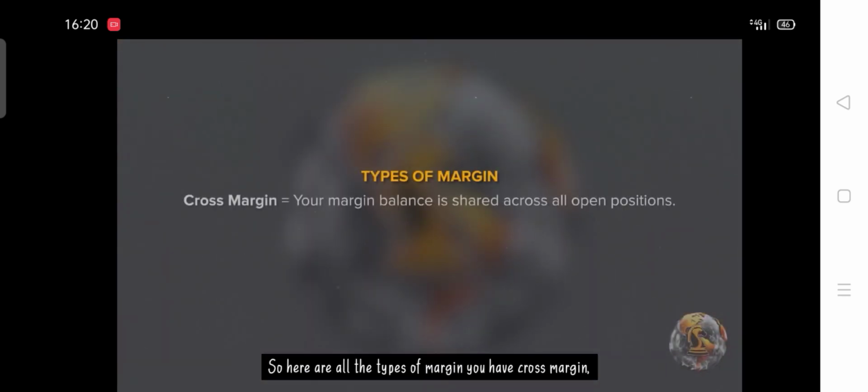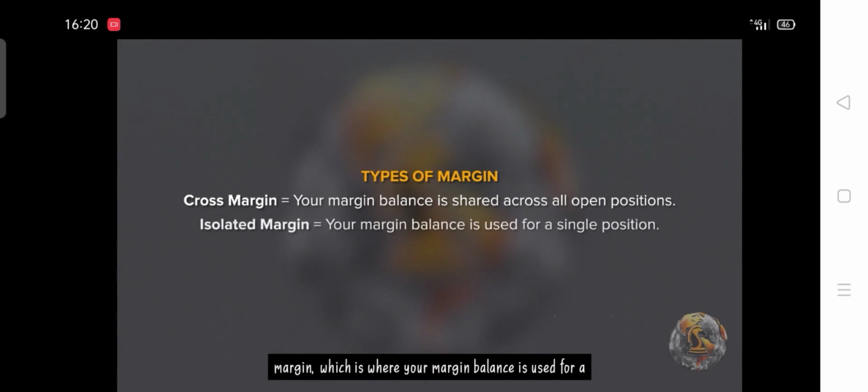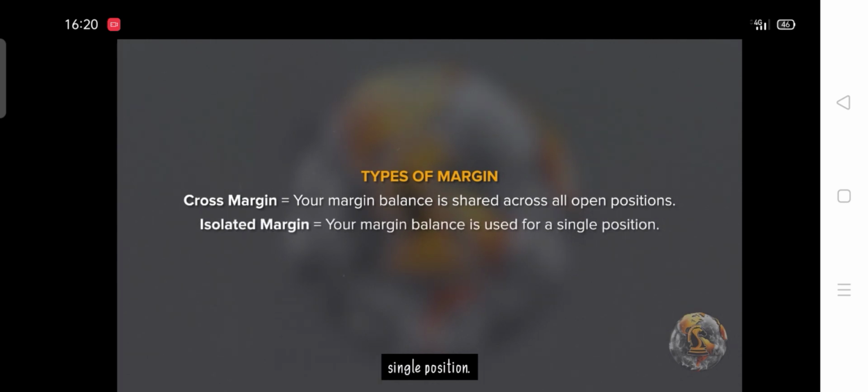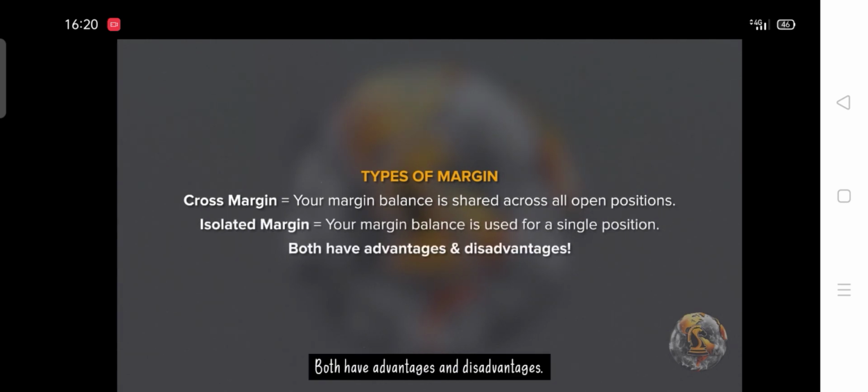You have cross margin, which, as the name suggests, is where your margin balance is shared across all open positions. And you have isolated margin, which is where your margin balance is used for a single position. Both have advantages and disadvantages. So don't think when someone says, oh, you shouldn't use this, you shouldn't use that, don't use isolated, don't use cross. That's stupid. Nothing exists for no reason. They both have advantages and disadvantages.